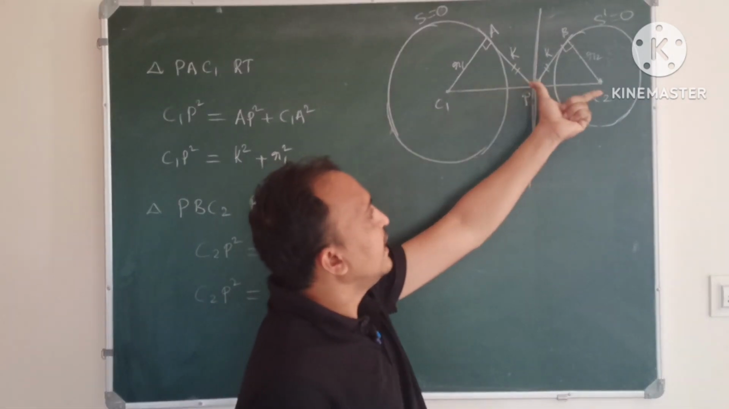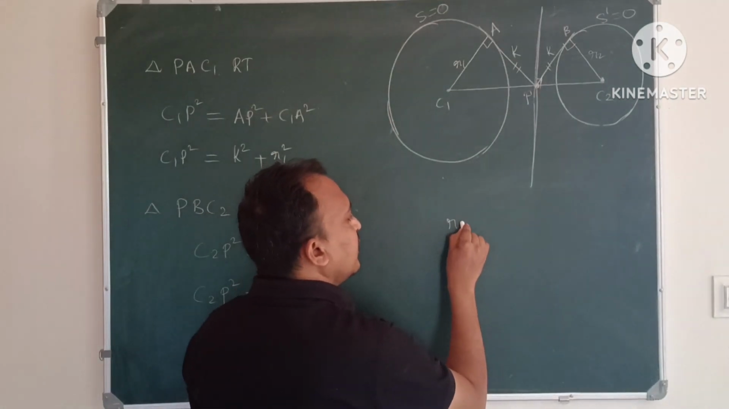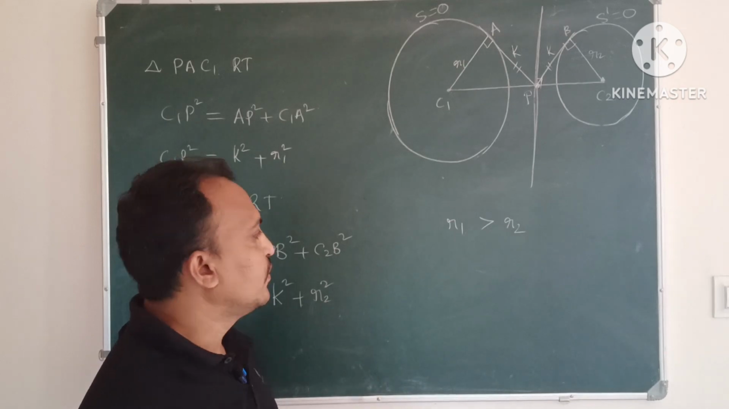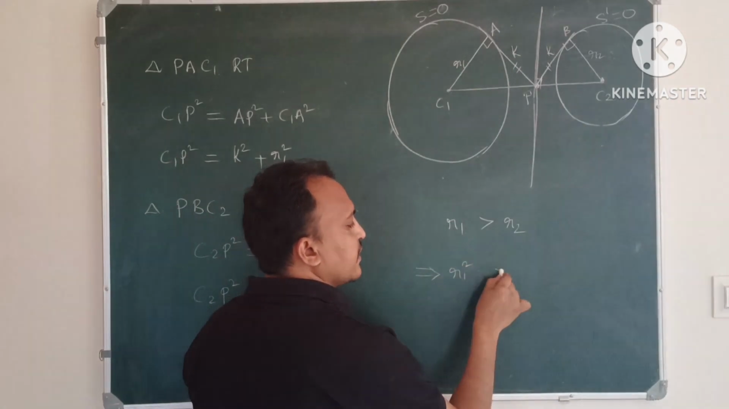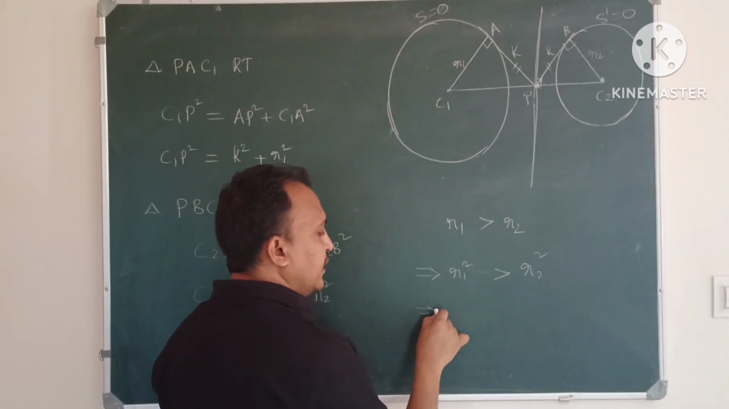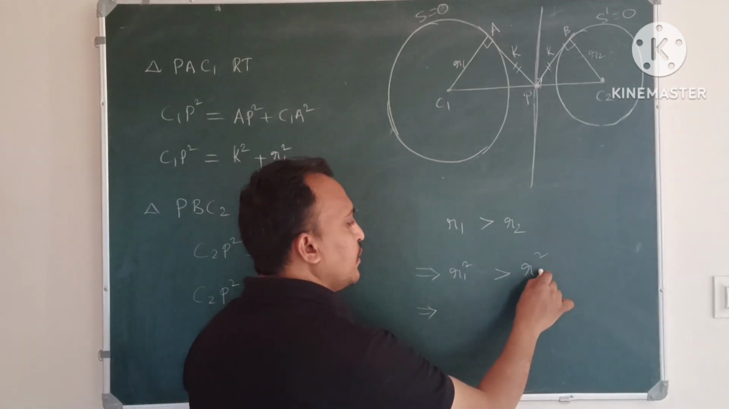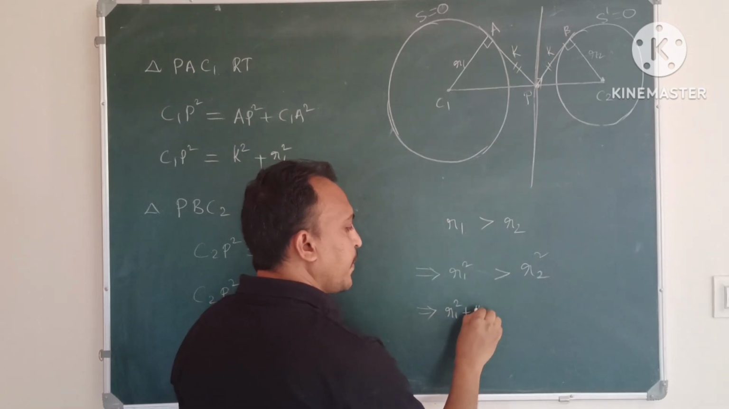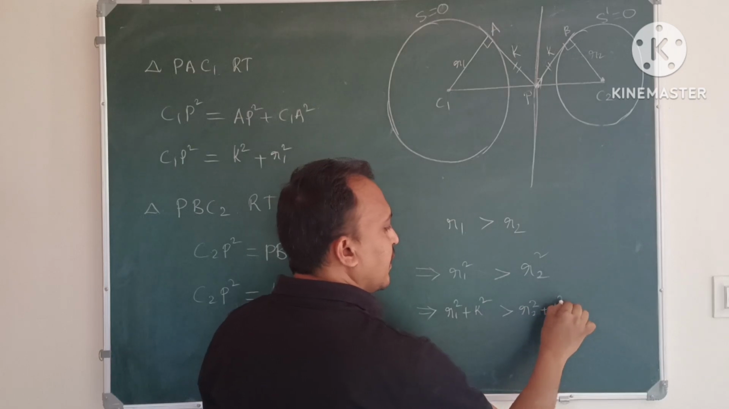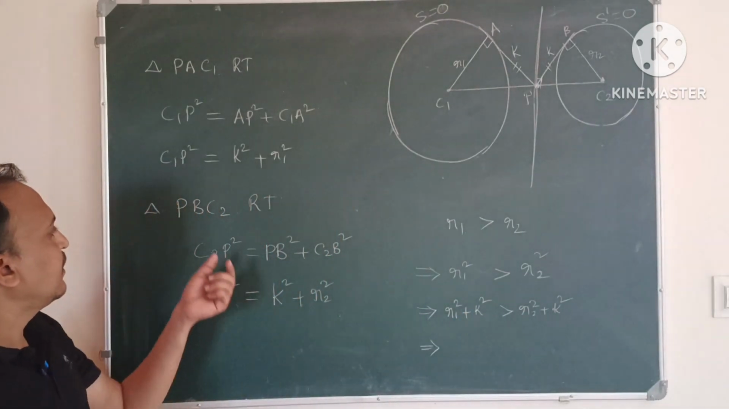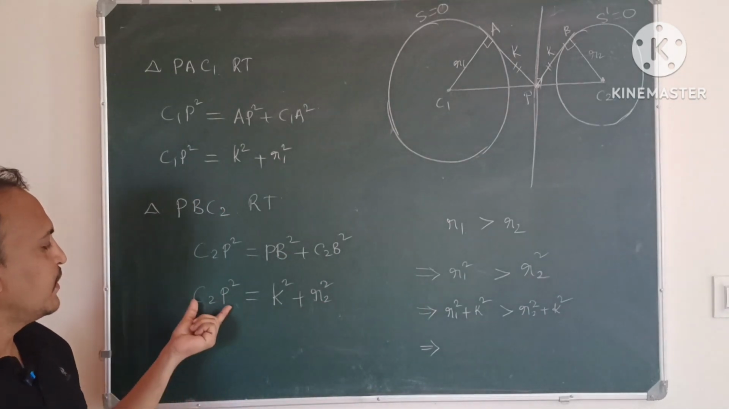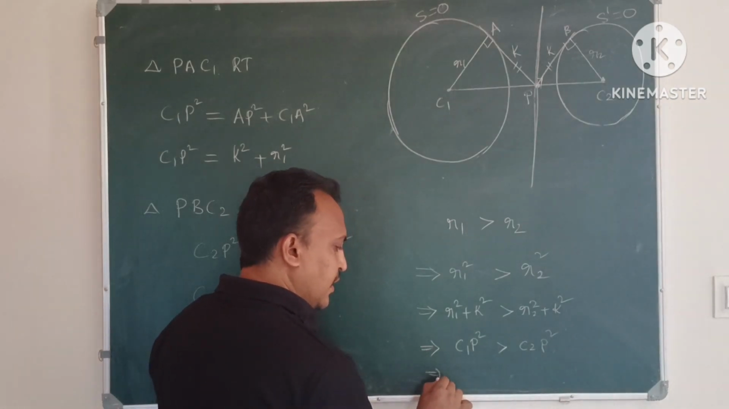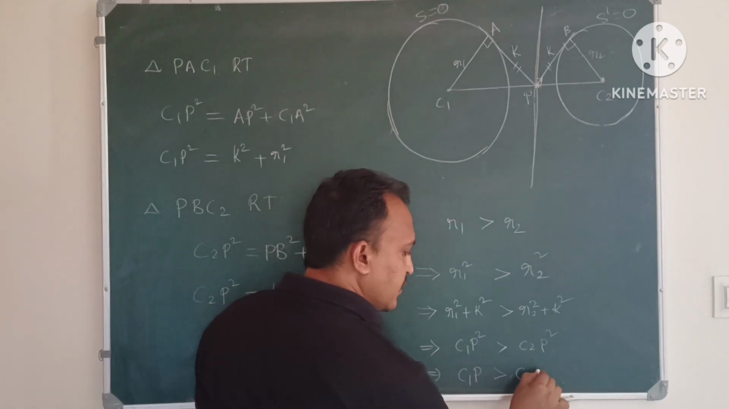Then this length and this length we should compare. To compare this, clearly R1 is greater than R2, right? This is the small circle, this is the greater circle. Then R1 square is greater than R2 square, right? There is no change in the inequality. If you add the same constant, K square, to both sides, you get R1 square plus K square, which is nothing but C1P square, and R2 square plus K square, which is nothing but C2P square. That means C1P square is greater than C2P square. Taking the square root on both sides, C1P is greater than C2P.